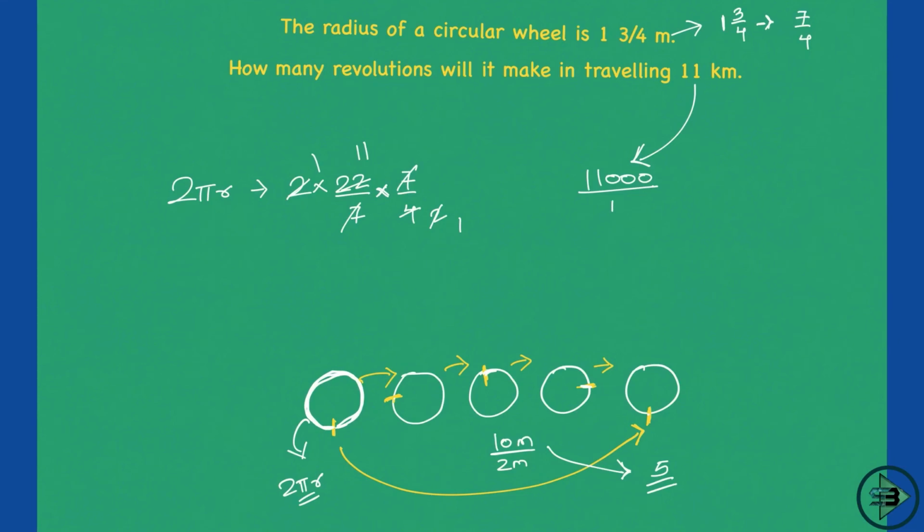It travels 11 meters in one revolution, and it travels a total of 11,000 meters. So how many revolutions will it take? You will just cancel this. 11 1s are 11, so it will travel 1,000 revolutions. This is the logic I had already explained, because in one revolution it travels a distance equal to its circumference. So if the total distance is this and one revolution is this, how many revolutions will it take? That will give you the answer.